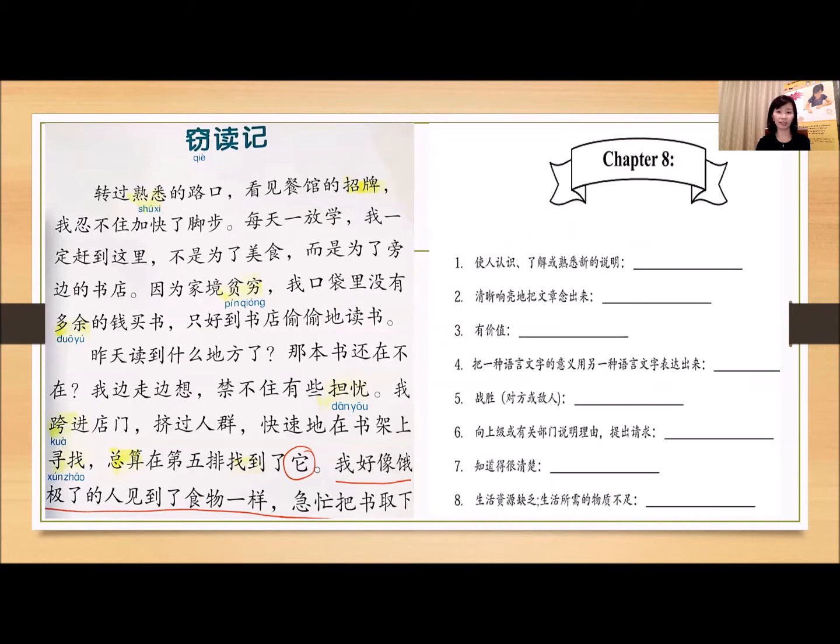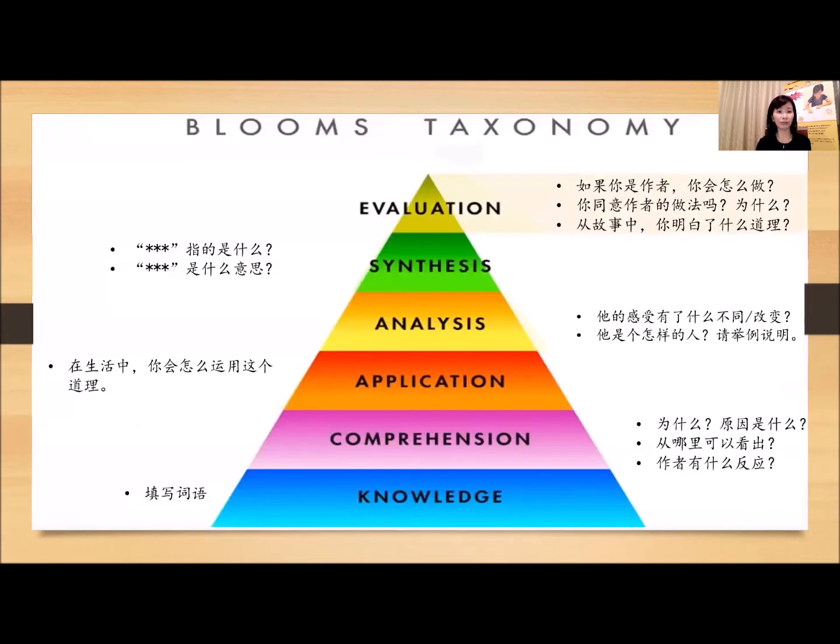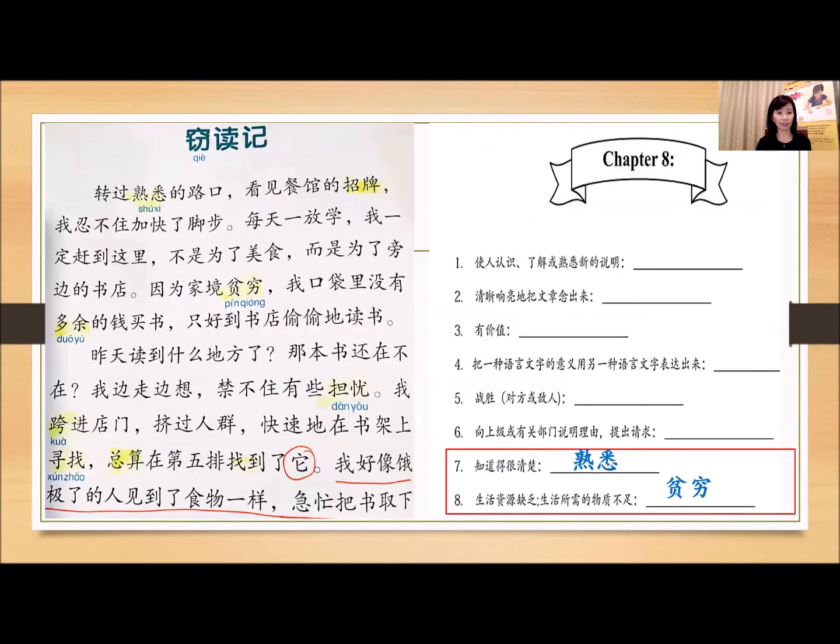When you open up to chapter 8, let's look at questions 7 and 8. The question for 7 is 知道得很清楚. In their vocab handbook, their prior knowledge, they have learned it already. They should know that it's 熟悉. So going back to the passage itself, they should try to find the word 熟悉, and 贫穷 for question 8. 生活资源缺乏 will be 贫穷, and these answers can be found from the textbook itself. Over here, 熟悉 and 贫穷.